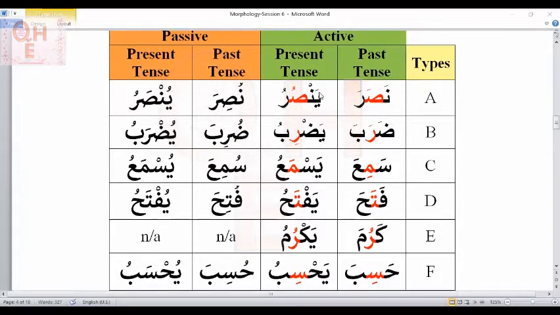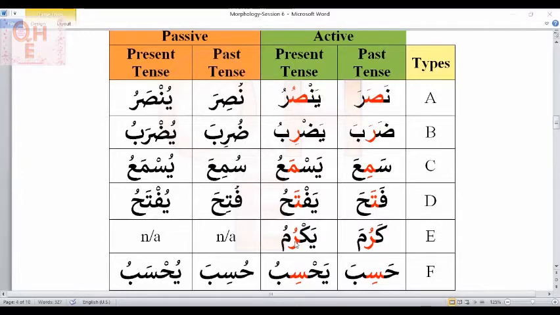In the present tense active, the prefix will always have fatha. The first root letter will have sukoon, and the second root letter always has different vowels. So let's look into that. For example, yansuru has dhamma on the second root letter, and you also have exactly the same pattern in the others.